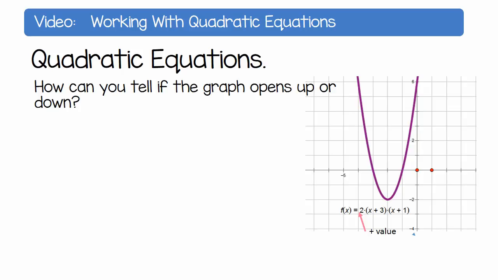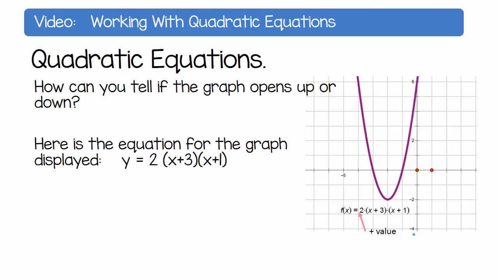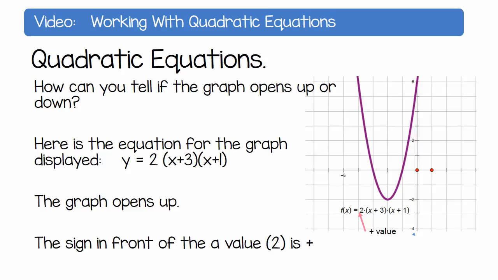How can you tell if the graph opens up or down? Here is the equation for the graph displayed on the right. Y equals 2(x plus 3)(x plus 1). The graph opens up. We can see that from the diagram. But look closely. The sign in front of the a value, which is 2, is positive.